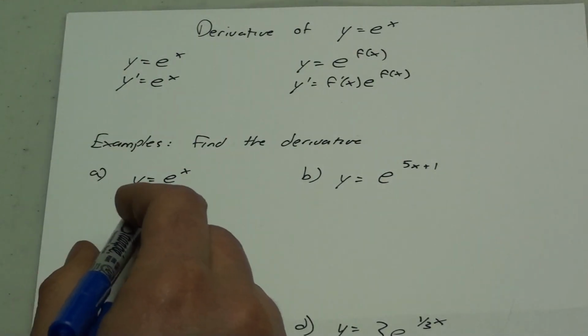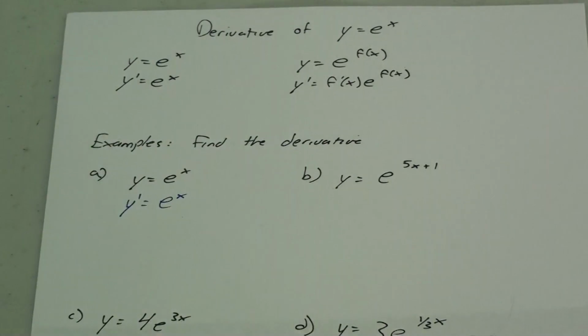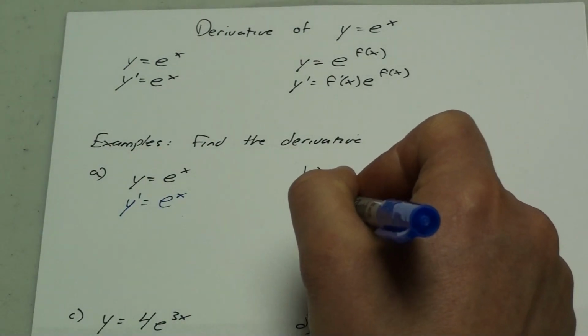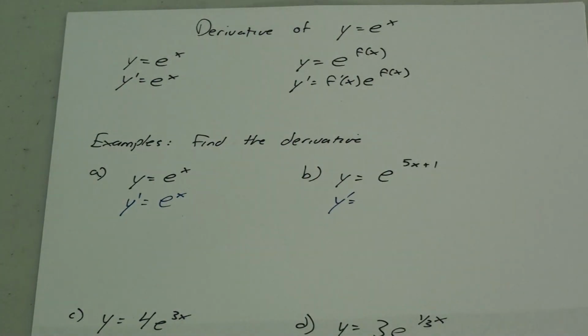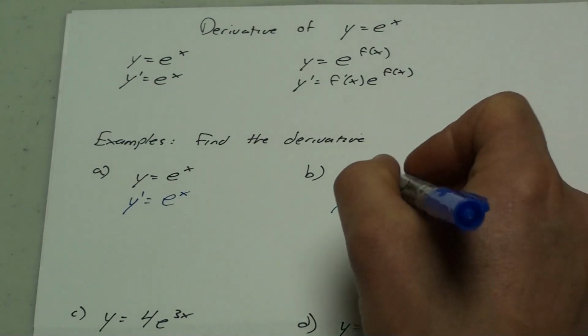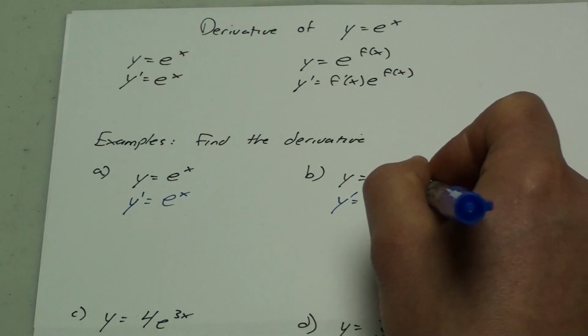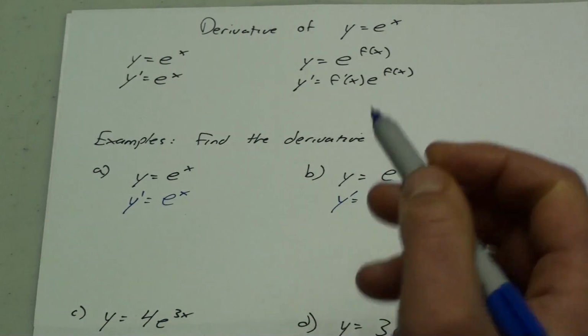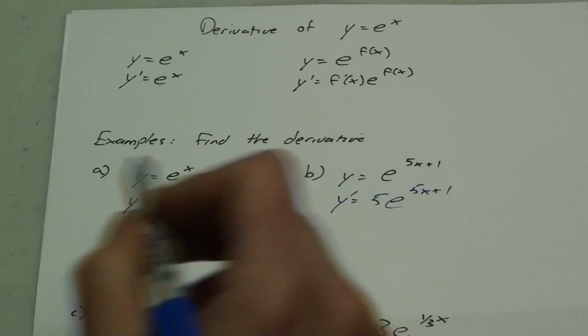Find the derivative of y equals e to the x. Well, the derivative of that is just simply e to the x. The derivative of y equals e to the exponent of 5x plus 1. This is where I've got to follow the other pattern. So I take the derivative of the exponent, which is just going to be a 5, bring it down, e, and then to the exponent of 5x plus 1. So the only thing that's different is I have to multiply by the derivative of the exponent, and then my exponent stays the same.